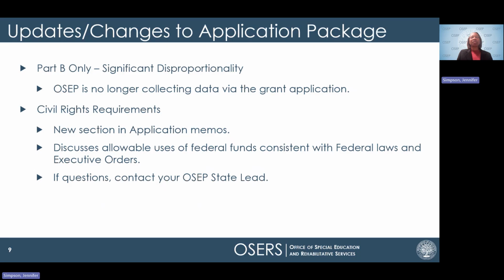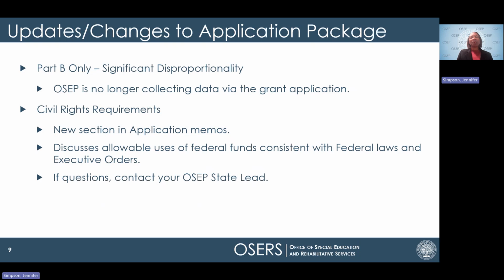There's another change that's documented in the application memo that applies to Part B only, and that's related to significant disproportionality. In the past, OSEP used the Part B application template as the vehicle to collect information from states on significant disproportionality. For FFY 2026, OSEP is no longer using a Part B grant application for this purpose. If you have questions about significant disproportionality, please contact your OSEP state lead.